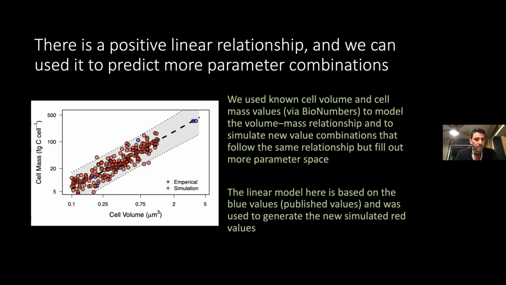The empirical data, which is actually pretty sparse, is shown in the blue dots on the figure to the left. And we use this data to simulate a combination of new variables shown in red using this linear model. So we generated or simulated new values that have the same volume to mass relationship in order to have a little bit more data or parameter space in our models.